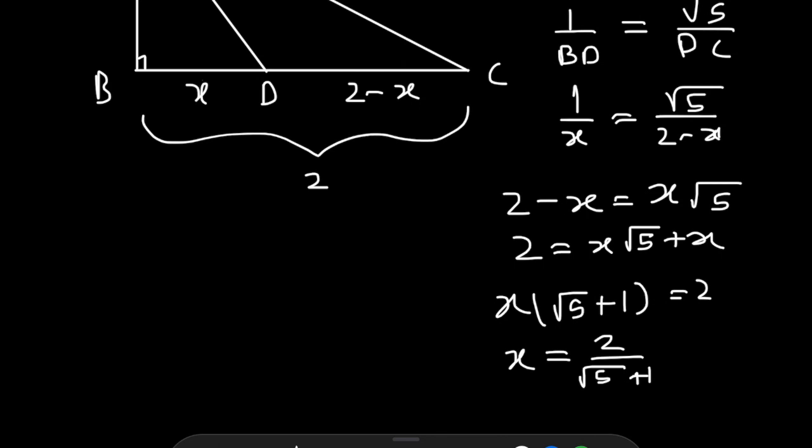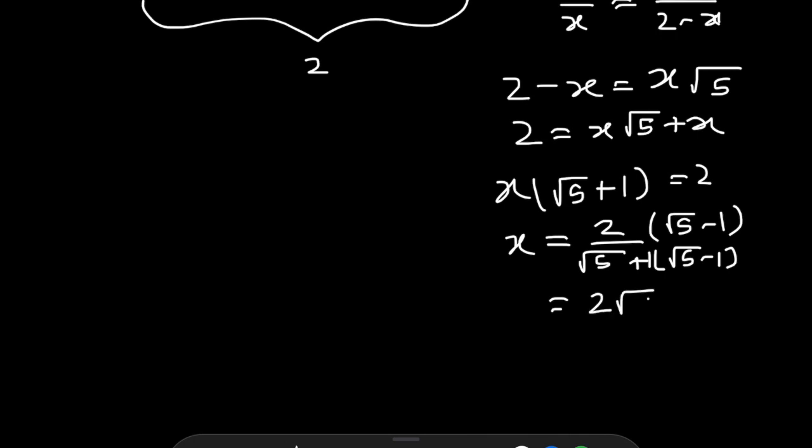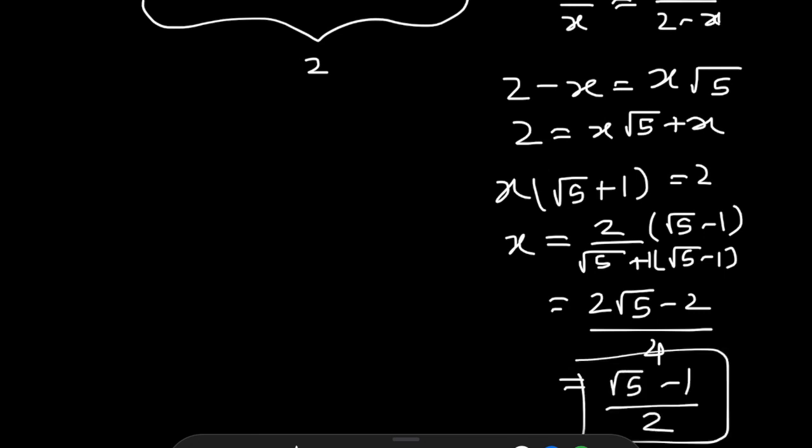And the last step is going to be simply to rationalize the denominator. So we multiply by root 5 minus 1 to end up with x is equal to (2 root 5 minus 2) over 4, which simplifies to (root 5 minus 1) over 2, which is our final answer.